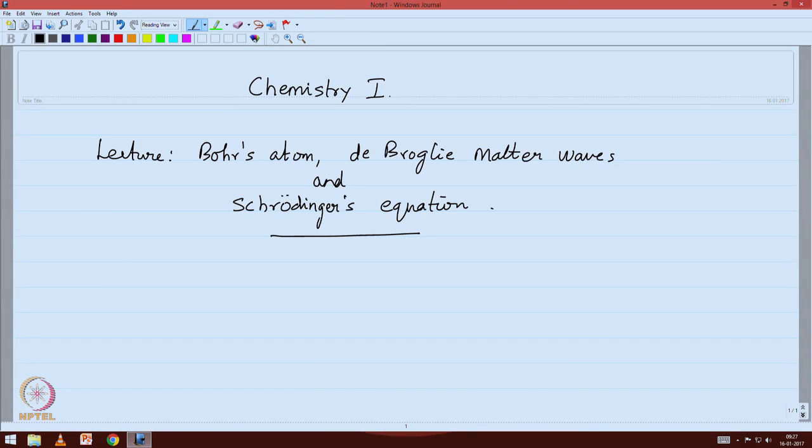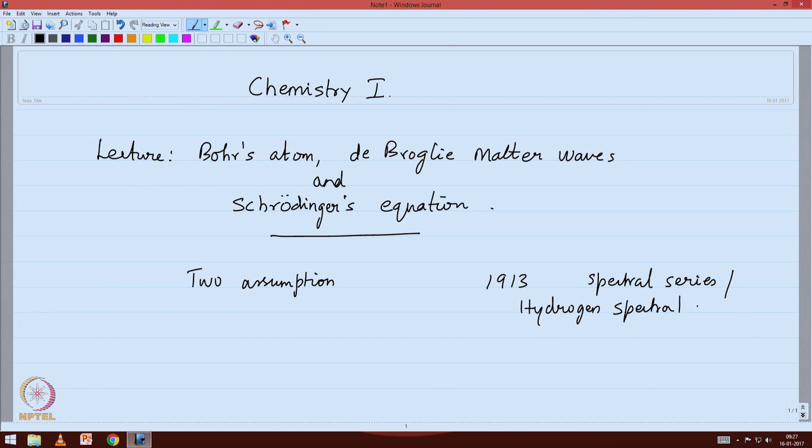Okay. The lecture will start with a summary of Bohr's atom. There are two assumptions that Niels Bohr made, in a famous paper in 1913, when he described his theory for the structure of the hydrogen atom to explain the hydrogen spectral lines. It was one of the most important problems in the atomic domain that needed to be explained. And there are two assumptions that Bohr made.